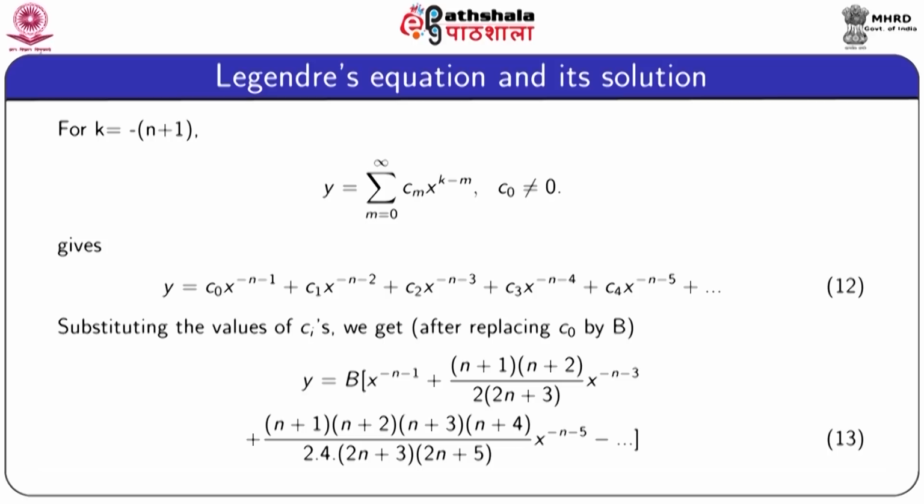Substituting all the values of Ci's that we have calculated previously and replacing C0 by an arbitrary constant B, we get an expression y equal to B times x to the power minus n minus 1 plus n plus 1 into n plus 2 divided by 2 times 2n plus 3 into x to the power minus n minus 3 plus n plus 1 into n plus 2 into n plus 3 into n plus 4 divided by 2 into 4 into 2n plus 3, 2n plus 5, x to the power minus n minus 5 and so on.